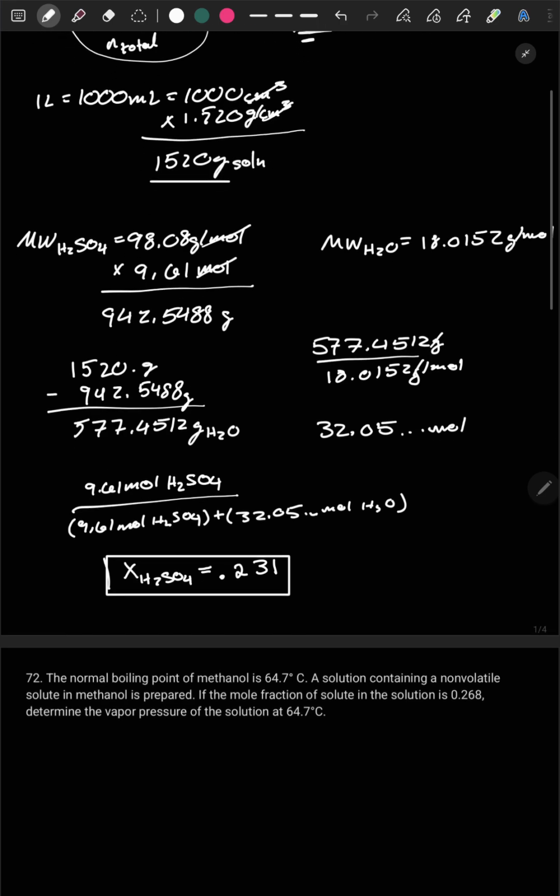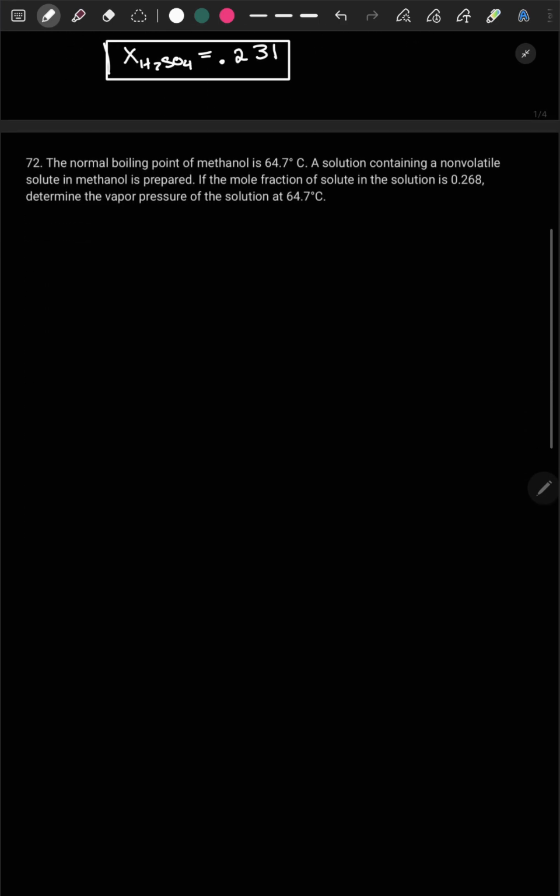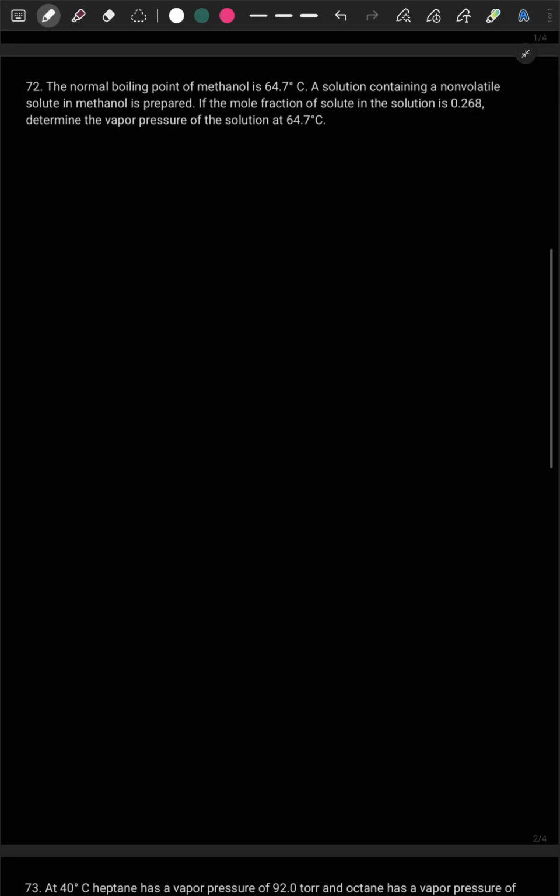Moving on to number 72. The normal boiling point of methanol is 64.7 degrees Celsius. A solution containing a non-volatile solute in methanol is prepared. If the mole fraction of solute in the solution is 0.268, determine the vapor pressure of the solution at 64.7 degrees Celsius. So let's think.